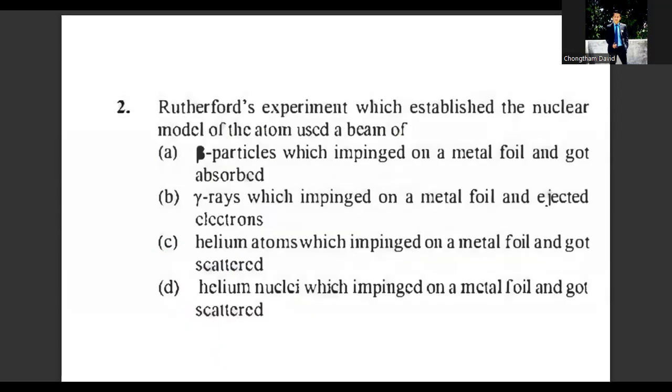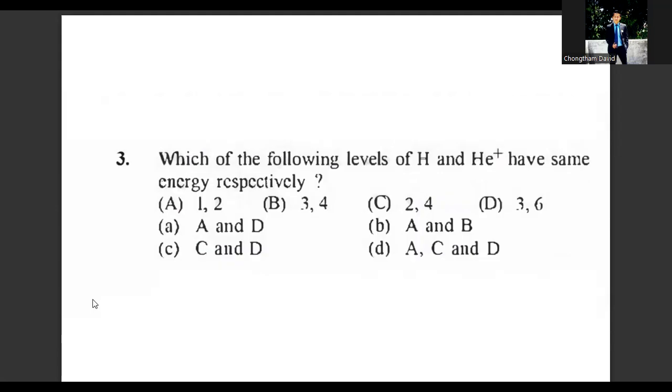Moving on to the next question. The Rutherford experiment which established the nuclear model of the atom used a beam of doubly charged helium particles, that is alpha particles. He used a beam of doubly charged alpha particles, that is helium nuclei, which impinge on a metal foil and got scattered. So option D will be the answer for question number 2. He was a student of Thomson.